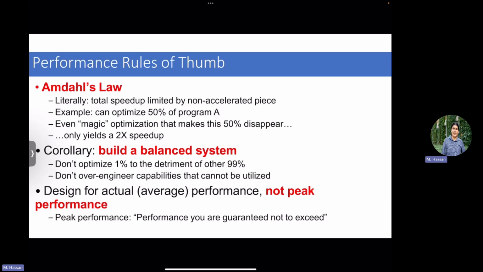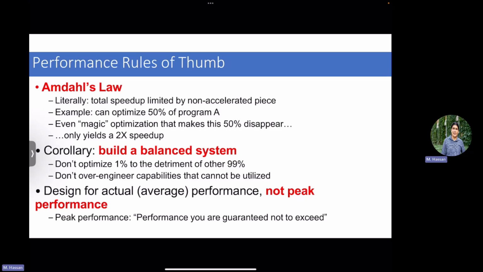To summarize, Amdahl's law is saying total speed up, you make the common case fast, but at the end you would be limited by the non-accelerated base. If you optimize the 50% of your program, even if you magically make it disappear, you only did a 2x speed up because the other 50% still remains the same. This is the S equal infinite and F equal 0.5 in our equation. What generally should I do? You optimize the common case, don't over-engineer capabilities for 1%.